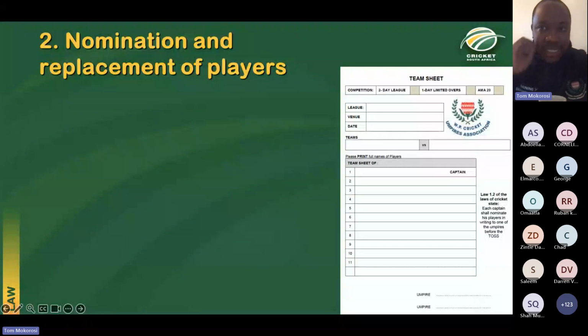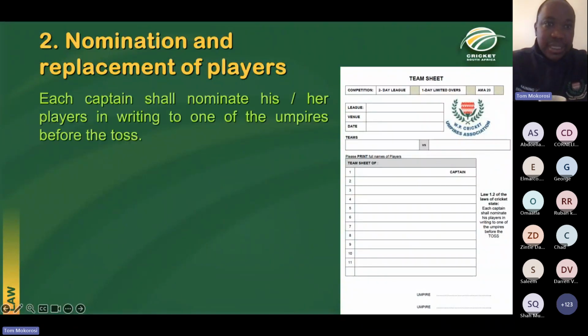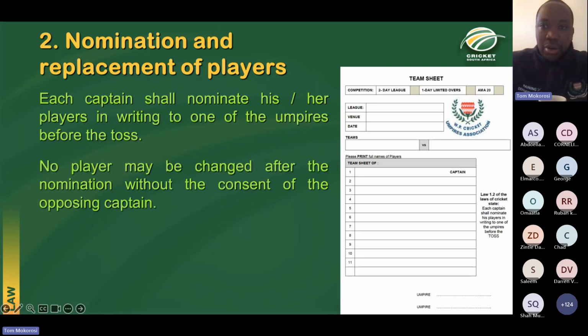How does a team nominate their players? Text is in green, so it will be tested in the level 1 Cricket South Africa umpiring exam. Each captain shall nominate his or her players in writing to one of the umpires before the toss. Okay, on the right-hand side of this slide is what a team sheet looks like in Western Province Cricket Association. And quite importantly, no player may be changed after the nomination without the consent of the opposing captain.